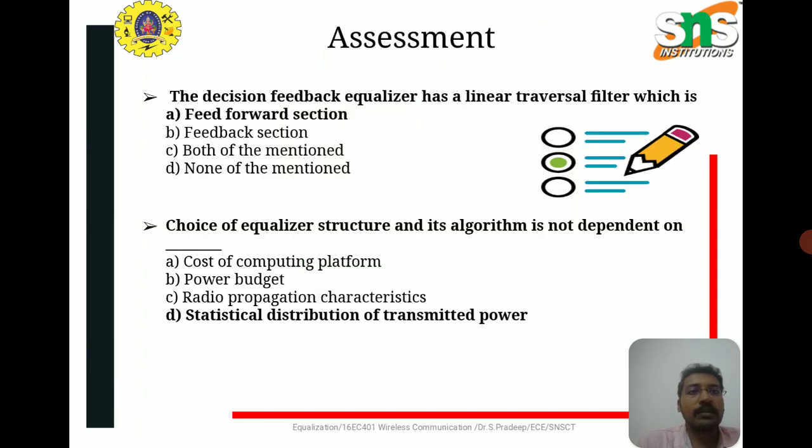Assessment questions. The decision feedback equalizer has a linear transfer filter, which is feed forward section, or feedback section, or both of the mentioned, or none of the mentioned. Choice of equalizer structure and its algorithm is not dependent on cost of computing platform, or power budget, or radio propagation characteristics, or statistical distribution of transmitted power. The answer for the first one is feed forward section and the second one is statistical distribution of transmitted power.